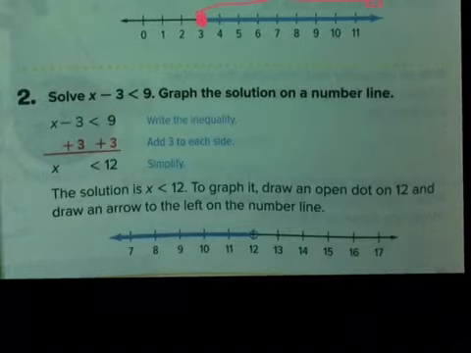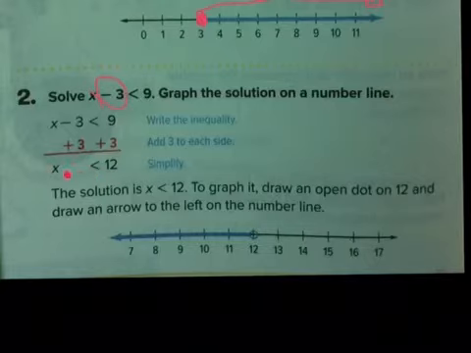Here we have another inequality. We have x minus 3 is less than 9. So what can x be? Well, let's work it out where we isolate the x by adding 3. You see it right there, we're adding the 3. And we add the 3 to the other side. So x has to be less than 12, not equal to, just less than 12.